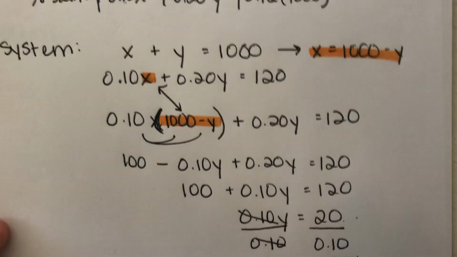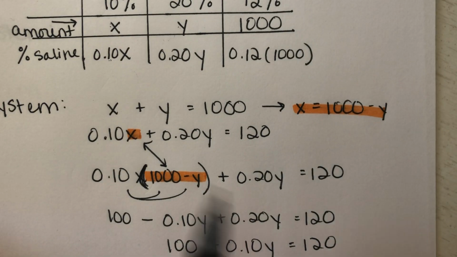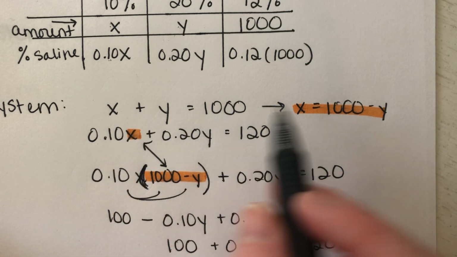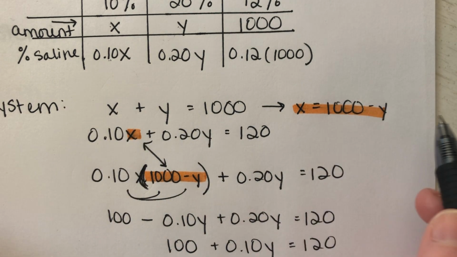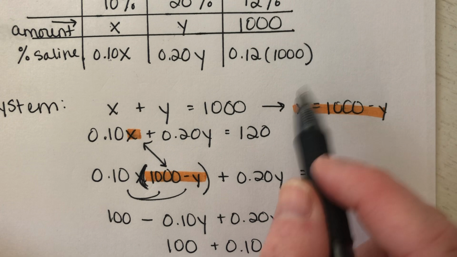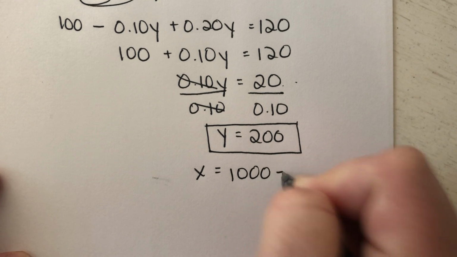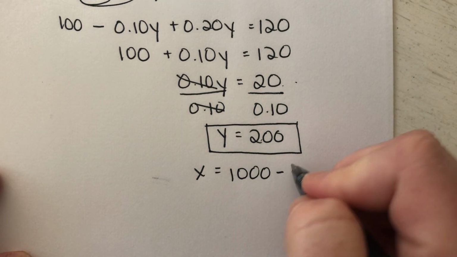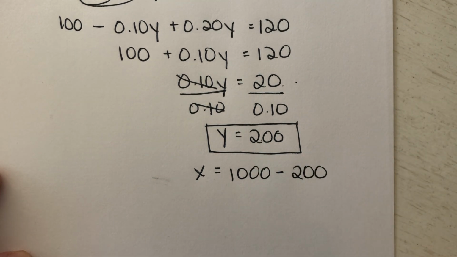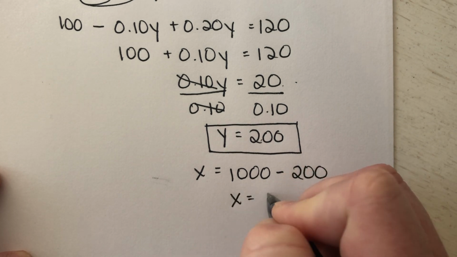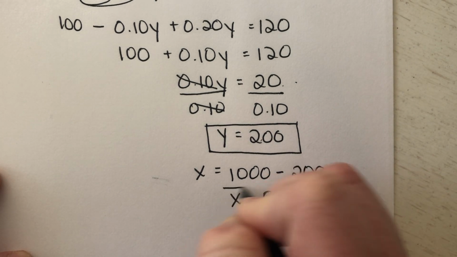Now I have to solve for X. So I can either use this equation or I can use it after I rearranged it. It doesn't really matter. I'm going to use it after I rearranged it. X equals 1,000 minus Y, and it says right here Y is 200. So 1,000 minus 200 equals 800.